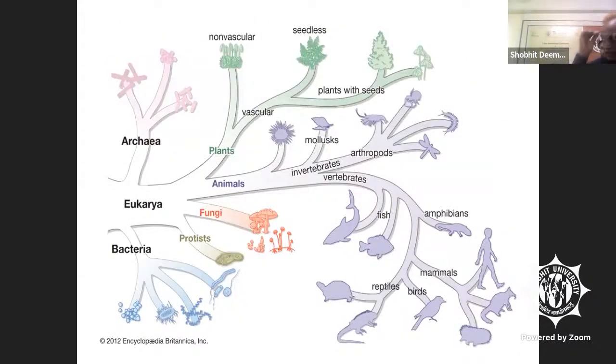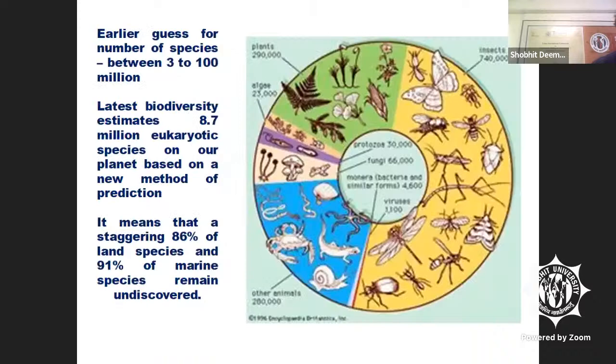So you see that there are several groups of organisms which are present on this earth. You will find a large number of groups, and these groups constitute this earth. And if you see, then you will find that 8.3 million eukaryotic species exist on earth. And this is the latest data.